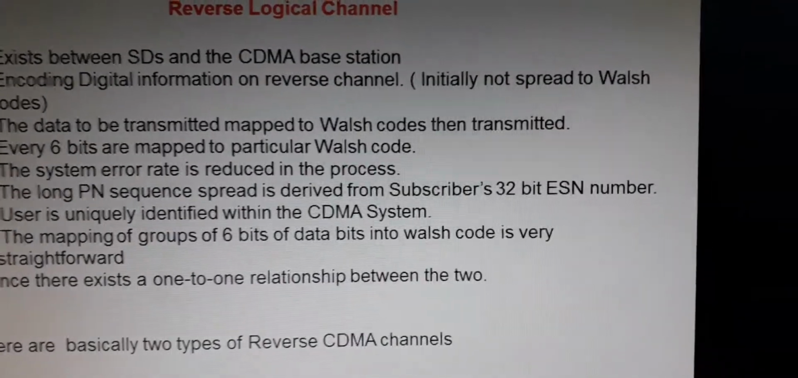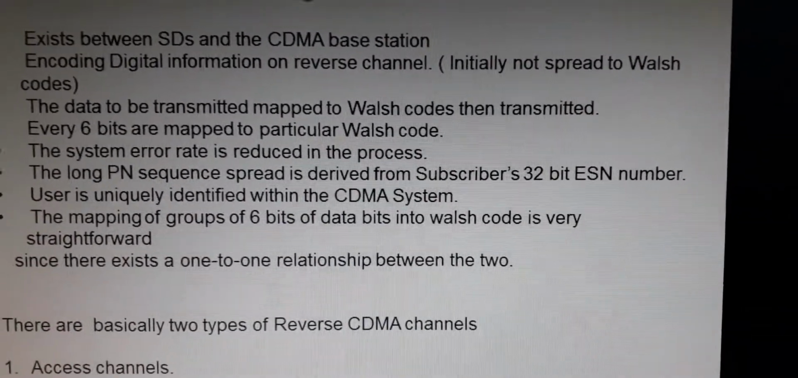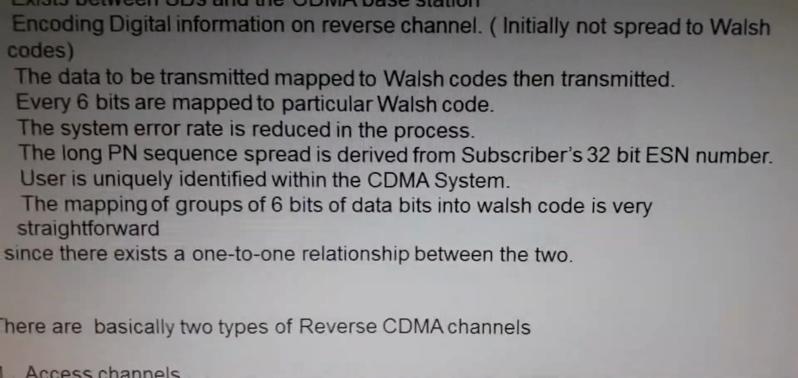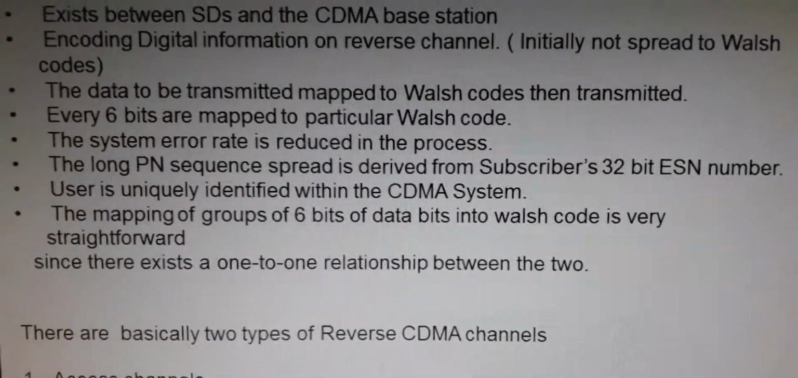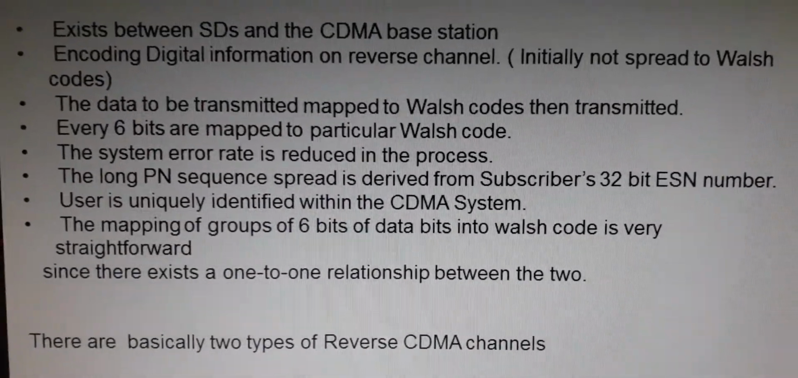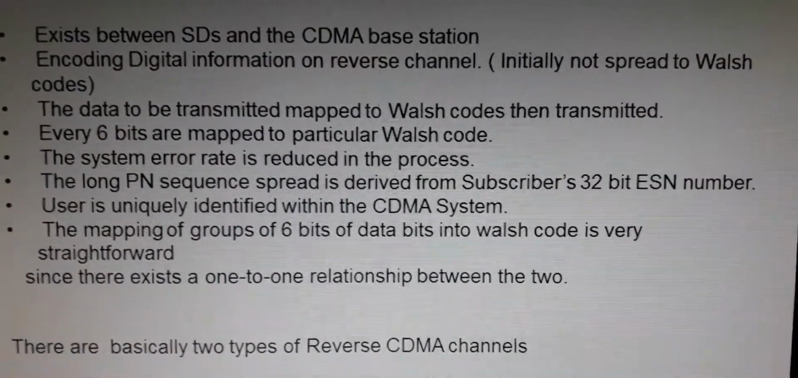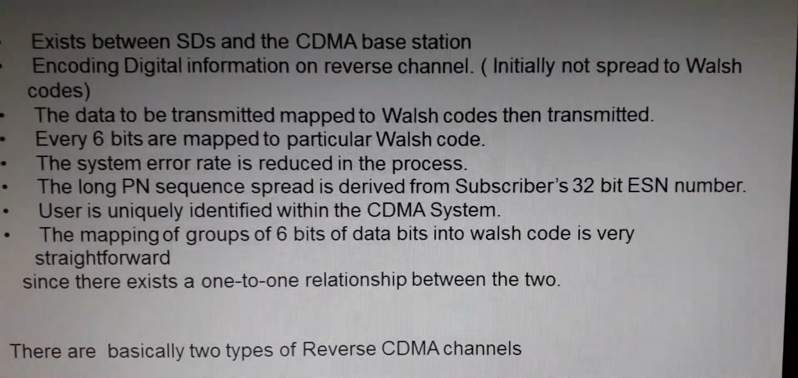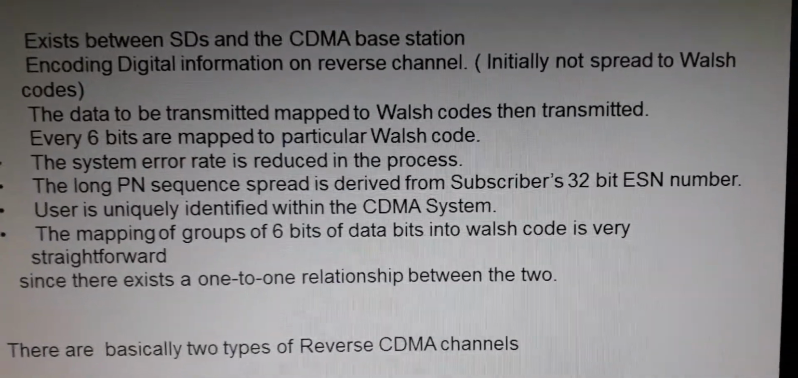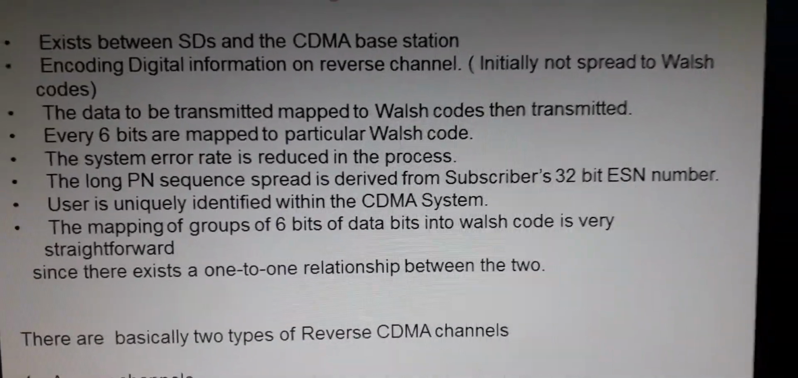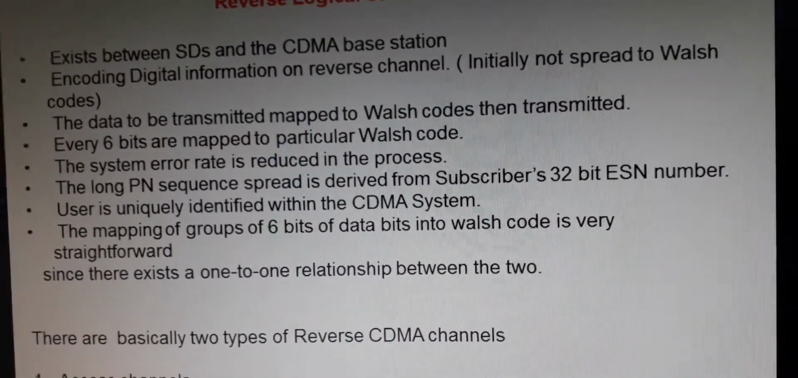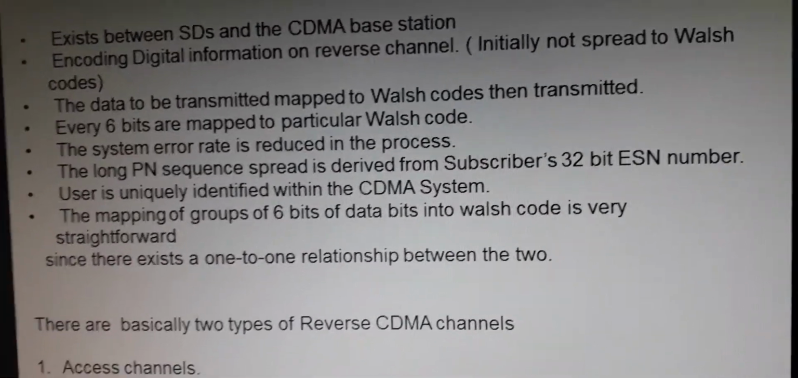The long PN sequences spread the subscriber's ESN number, the electronic serial number, 32 bit. The user is uniquely identified within the CDMA system with that PN sequence. The long PN sequence in CDMA is used to keep the 32-bit ESN of the subscriber, which will be very helpful in communicating and call setup between 2 subscribers. That is the long PN sequence. But the short PN sequence is used to identify the cell. It is used as location updating information.